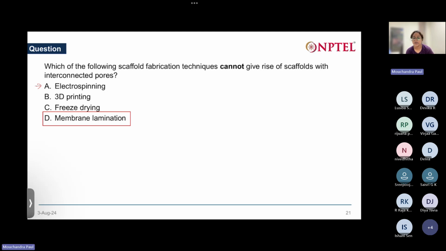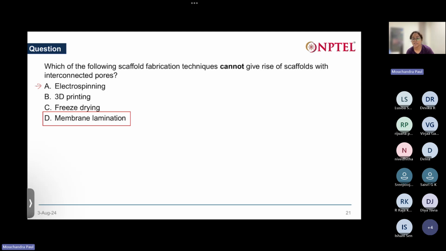Then freeze drying, here what happens? Due to sublimation, just like I talked about, the ice crystals sublime directly to vapors. It leaves behind empty space. Whatever space was occupied by water molecules gets emptied due to freeze drying. Because of that, freeze drying can also give rise to very nicely porous, highly porous scaffolds.